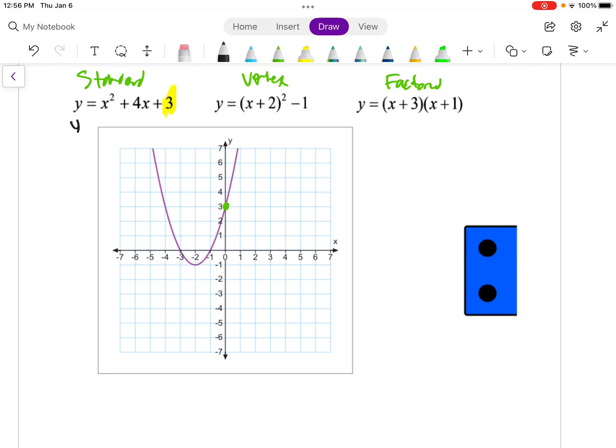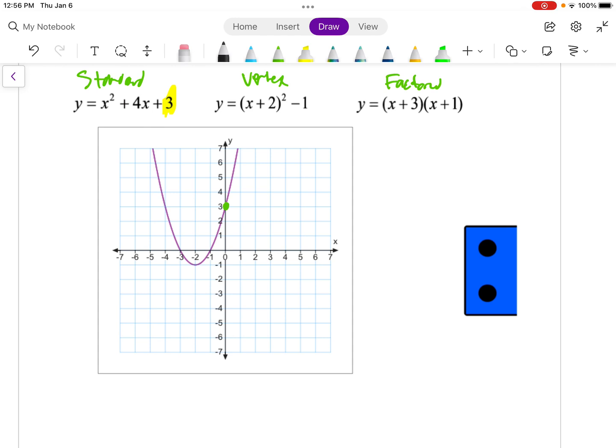So if I plug 0 in, I get y equals 0 squared plus 4 times 0 plus 3. Well, what's going to happen always if it's in standard form is that term's going to come out to be 0. That term's going to come out to be 0. And so the y-intercept, when I put 0 in for x to find the y-intercept, it always equals that constant, that last number on the end. So that's a connection we make with that.